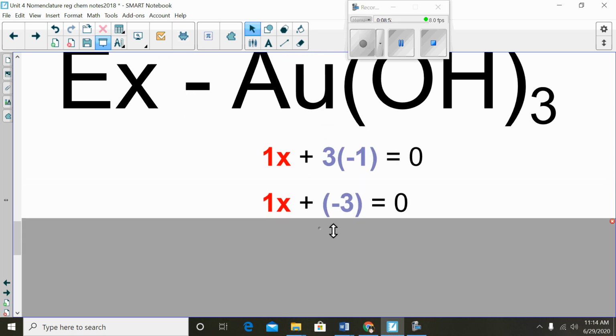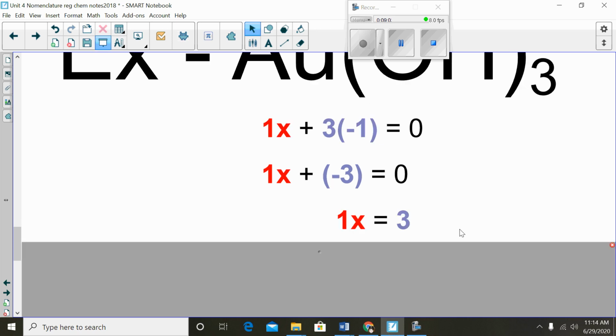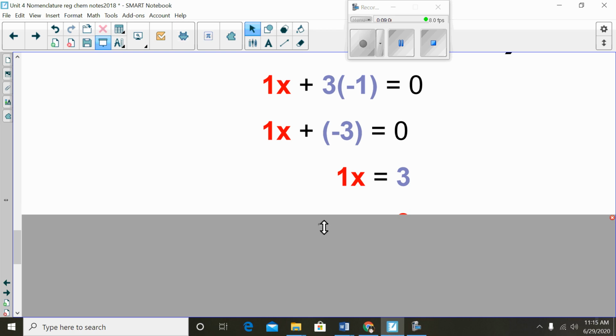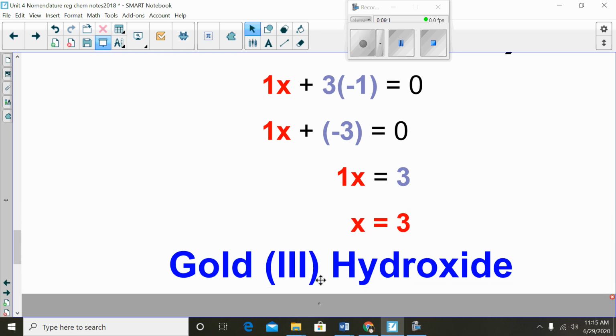Next, you multiply your numbers. So 1x remains the same. 3 times 1 is 3, and you keep the negative charge. Remember, it equals 0 because we want this to be neutral. Next, I move the 3 to the other side where it becomes positive, and then I will solve for x. So x is 3. So this means that my Roman numeral for gold is 3. So this is gold 3 hydroxide.